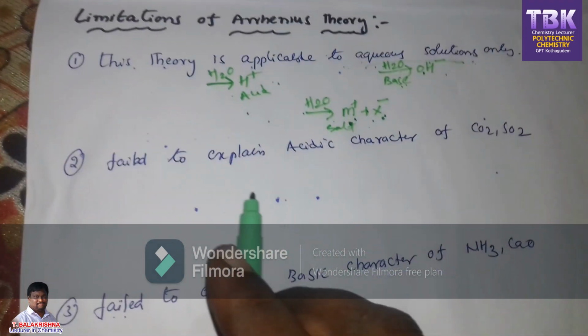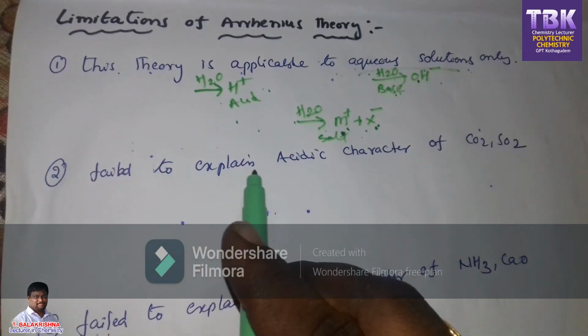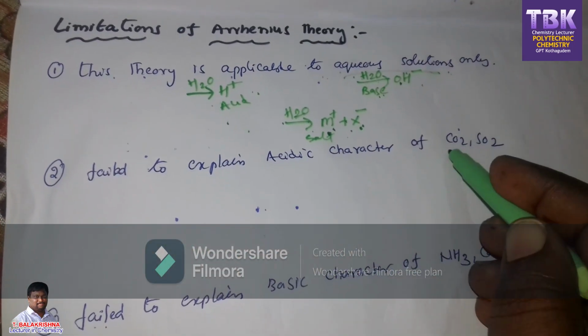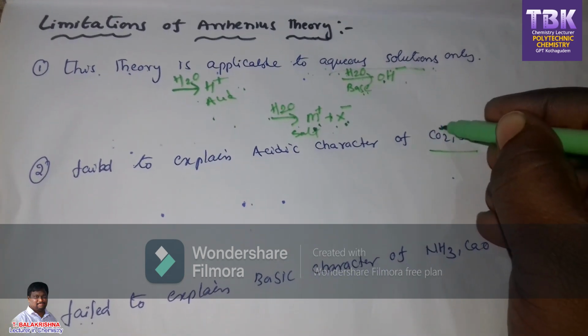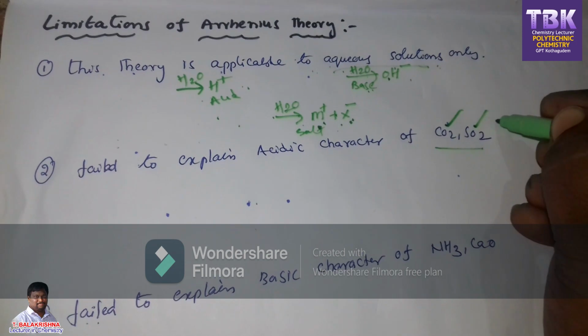Coming to the second limitation: it failed to explain the acidic character of CO2 and SO2. It has been experimentally proved that CO2 and SO2 have acidic nature.